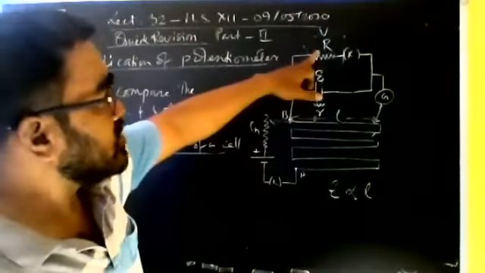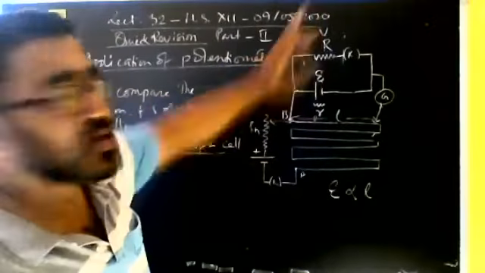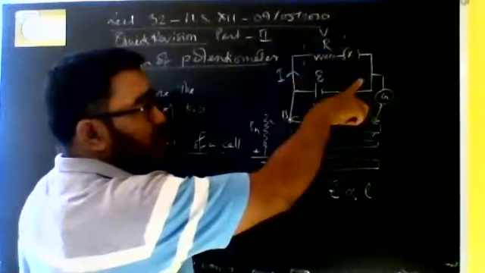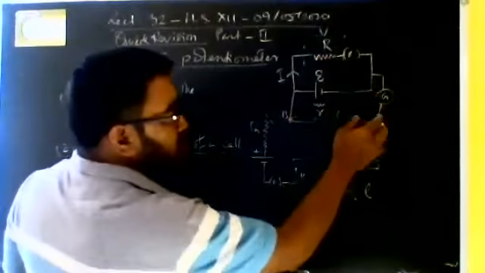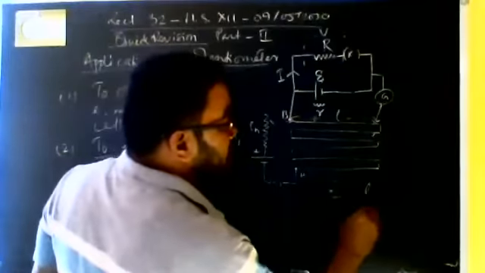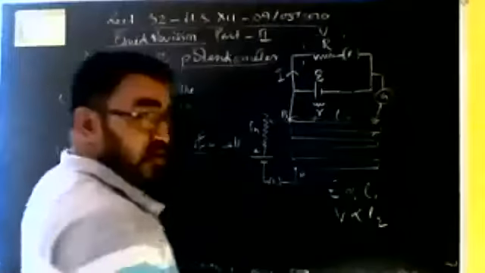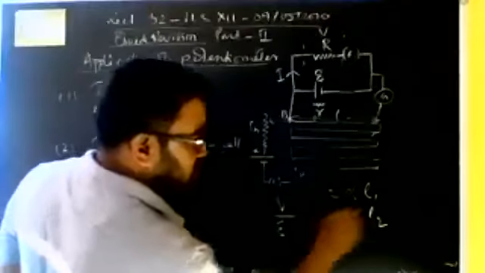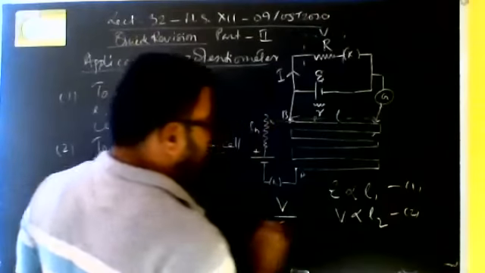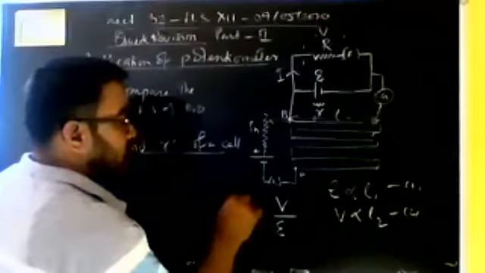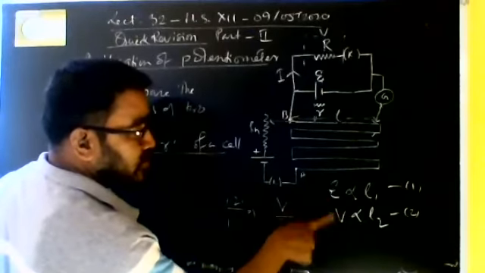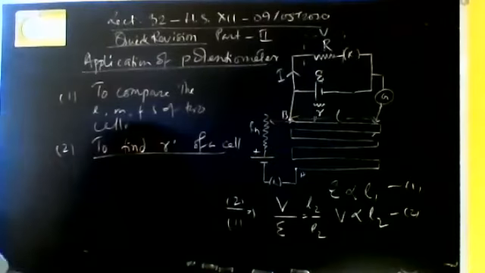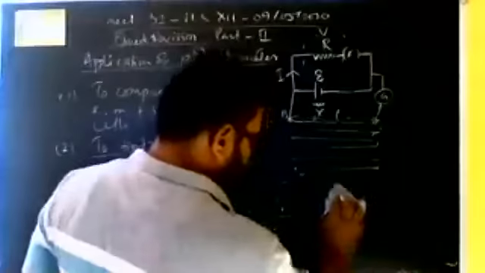When connected, there will be a voltage drop V across R for the current I. In this way current will go. For this voltage drop you get a balance length, suppose L2. Dividing equation 2 by equation 1, you will get V by epsilon is equal to L2 by L1. This is one equation.